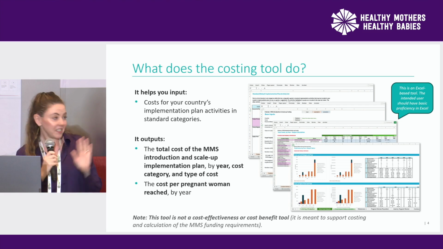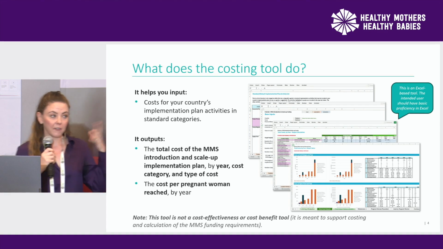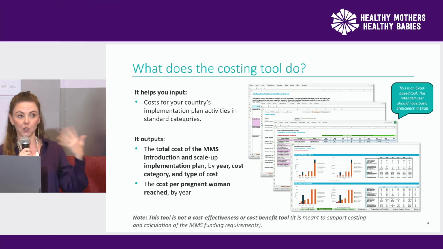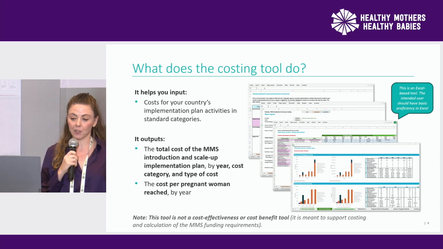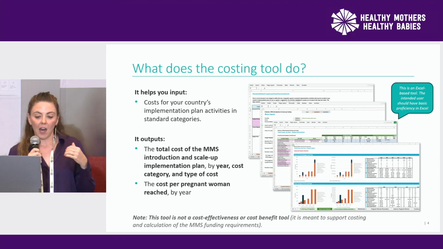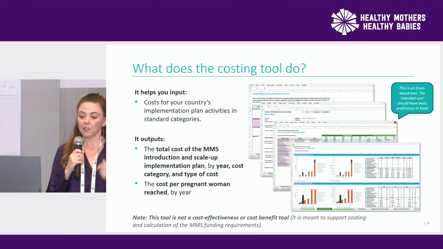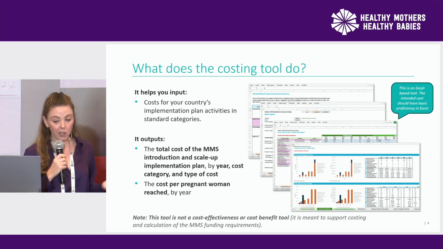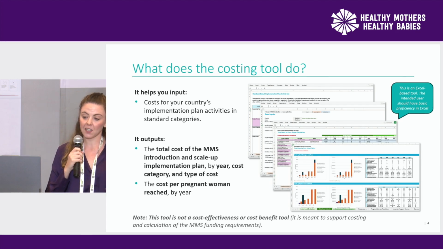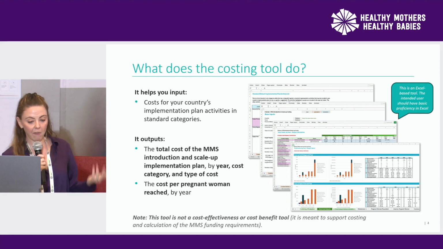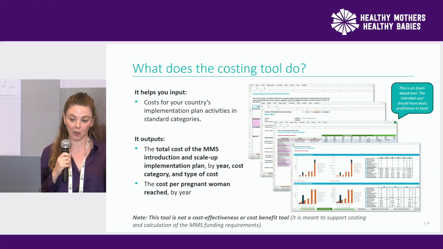The costing tool itself will help you understand over a 5-year time horizon, or a shorter time horizon if you prefer, the total cost of MMS introduction and scale up. And you can look at the cost in a variety of ways. So you can look at cost by year, cost category, different type of cost. The tool also provides some helpful summaries along the lines of the cost per pregnant woman reached by year.